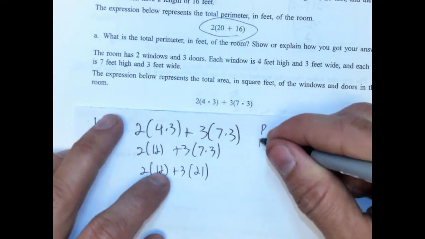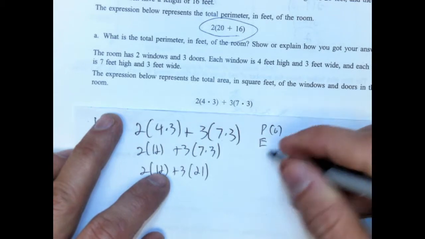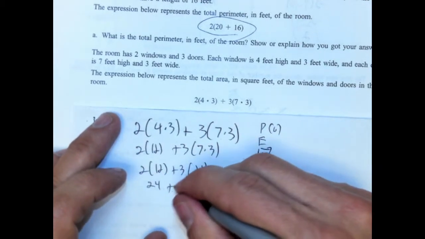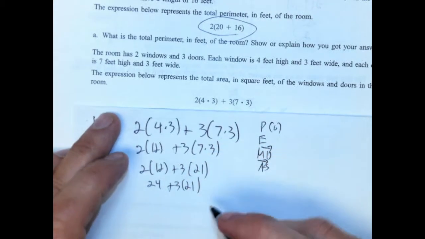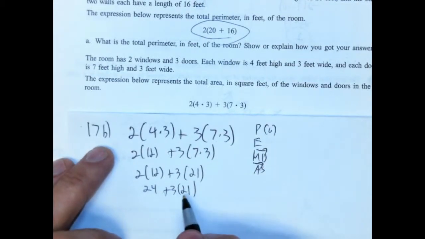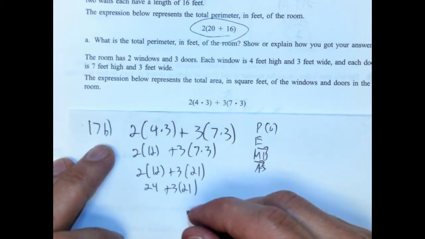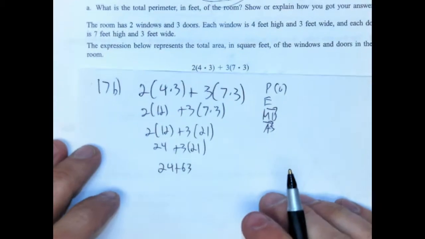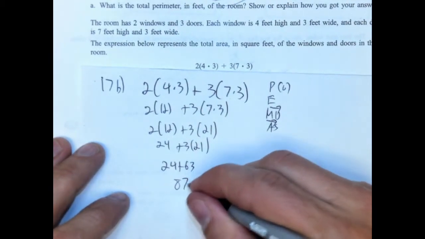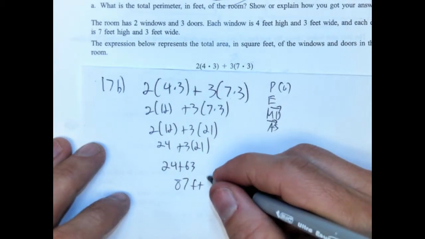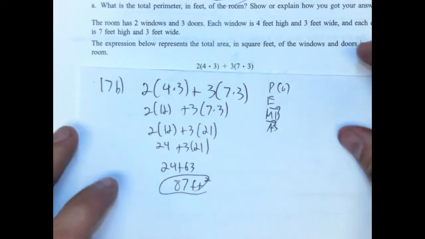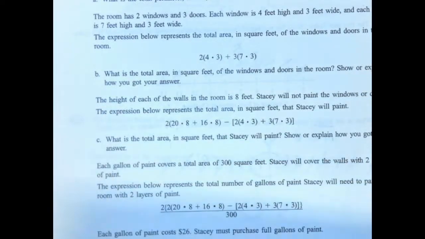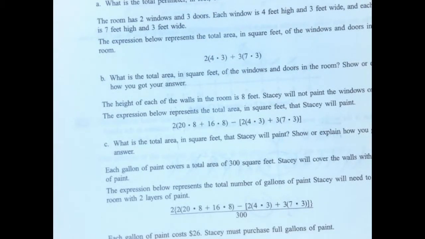I'll write the symbol again, actually. Okay, plus 3 times 21. And then 3 times 21 is going to be 63. And that's going to be 87. And it's an area, so it's going to be area 87 feet squared. Okay? All right.